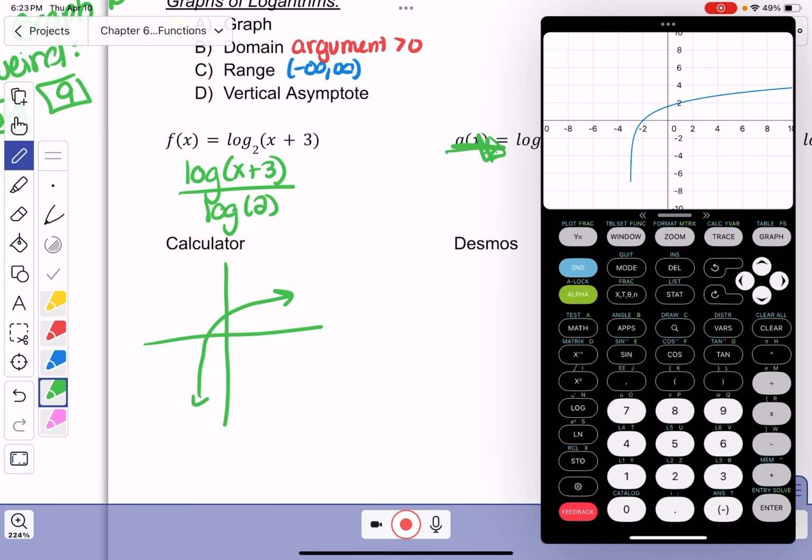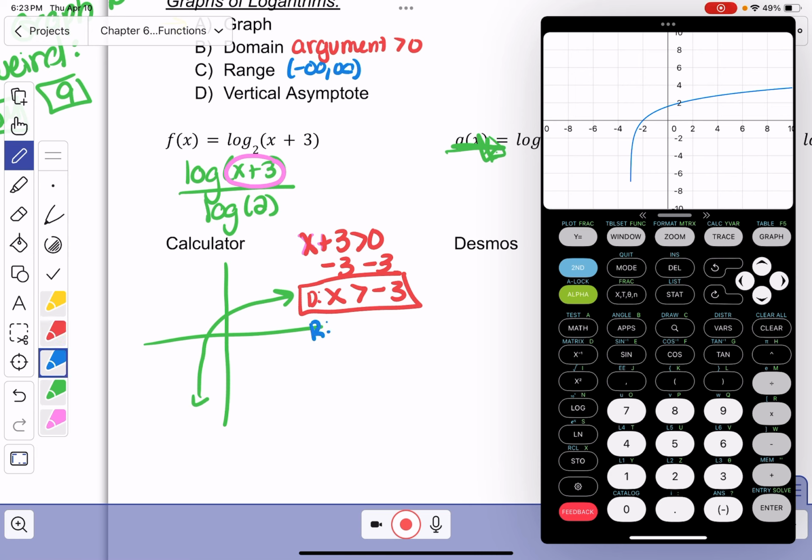Okay. The domain is the argument greater than 0. So we're going to take the argument of this log, x plus 3. X plus 3 is greater than 0. So I'm going to subtract 3 from both sides. So my domain is x is greater than negative 3. The range is negative infinity to infinity.